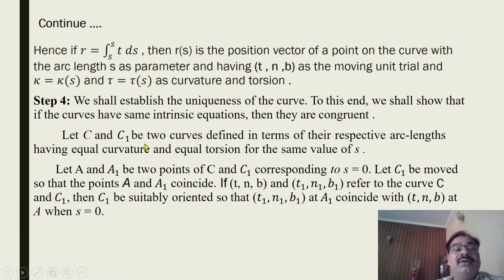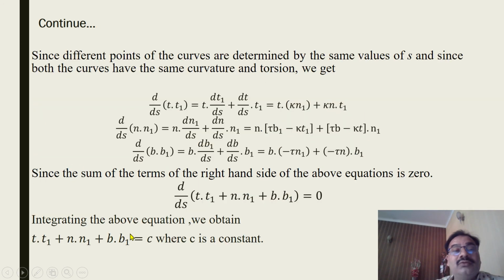Let C and C1 be two curves defined in terms of their respective arc lengths, having equal curvature and equal torsion for the same value of s. For this, let A and A1 be two points of C and C1 corresponding to s = 0. Now let C1 be moved so that the points A and A1 coincide. If T, N, B and T1, N1, B1 refer to the curves C and C1, then C1 is suitably oriented so that T1, N1, B1 at A1 coincide with T, N, B at A when s = 0.